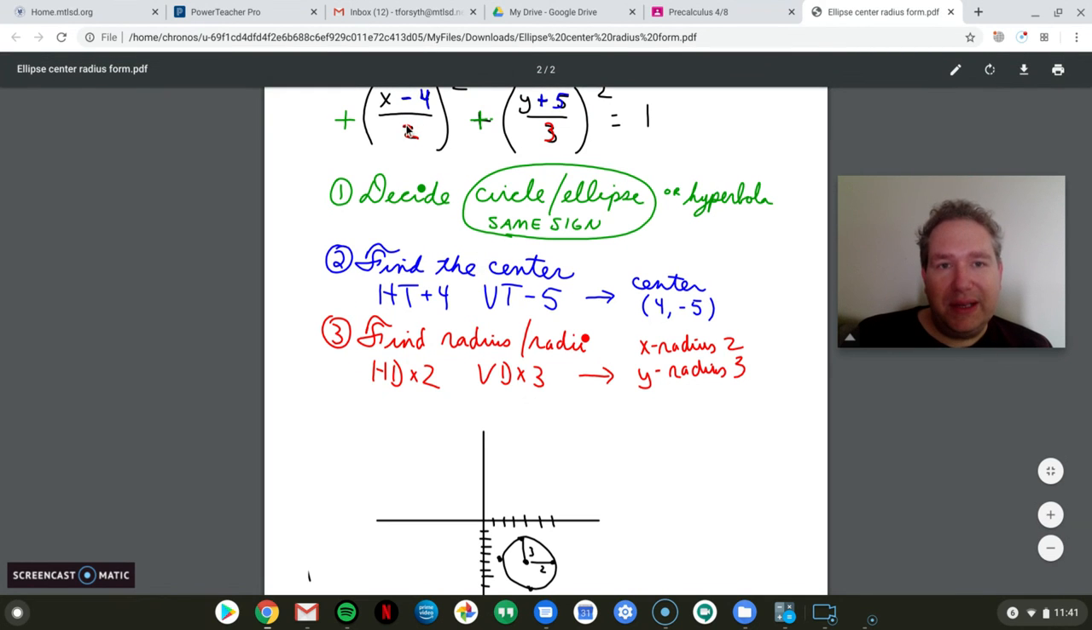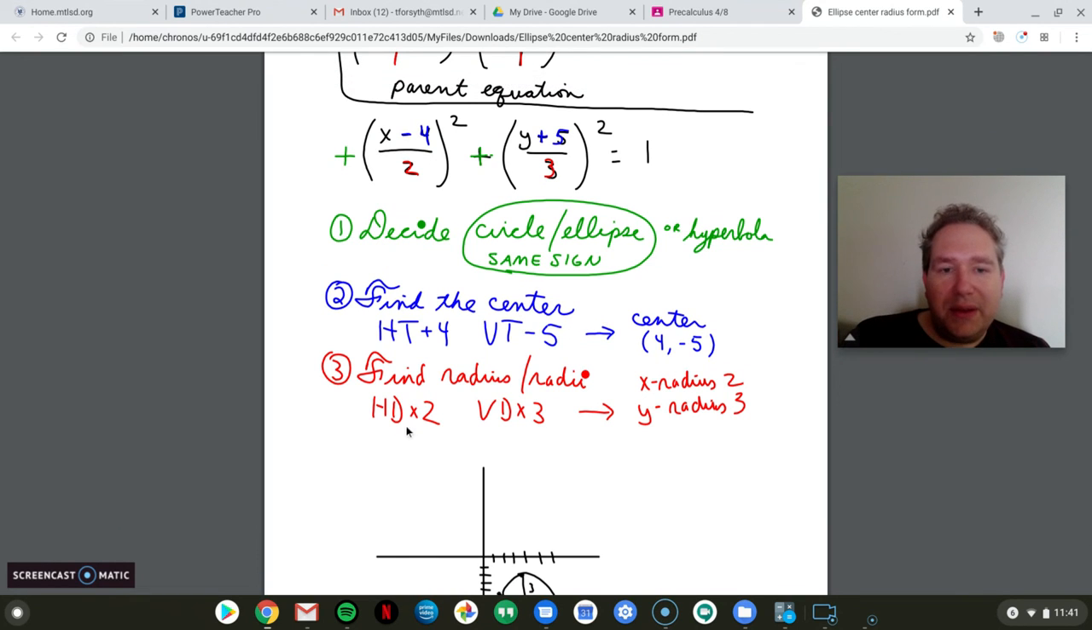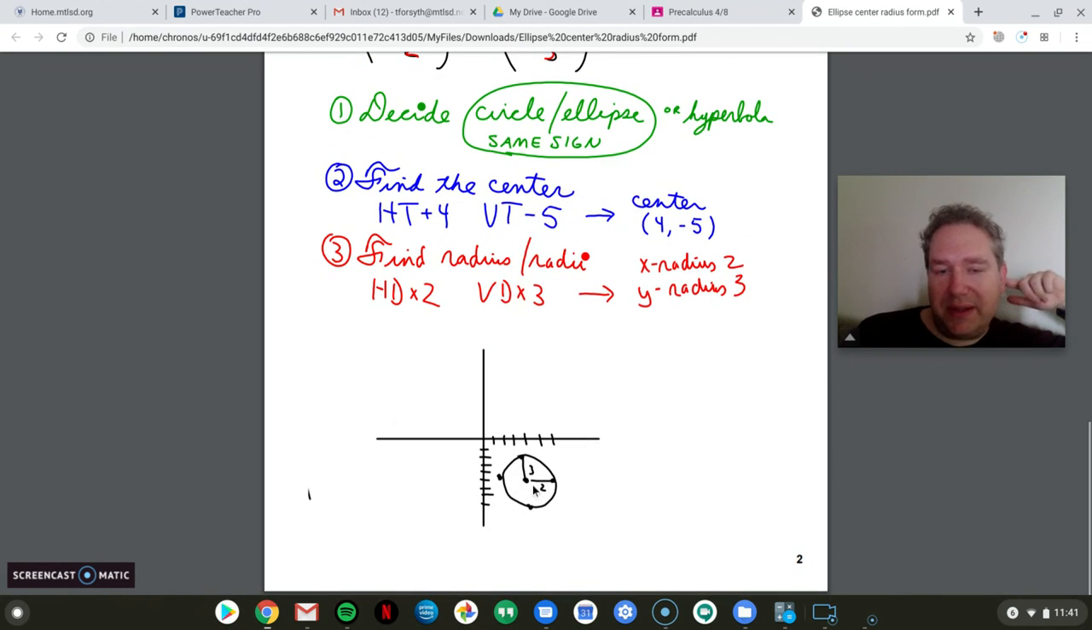And then find the radii. Look at the dilations. This is divided by 2, so it's times 2, horizontally on x. This is divided by 3, so it's times 3, vertically, because it's with y. So the horizontal is the x radius of 2, the vertical is the y radius of 3. So from that center, we sketch this ellipse. 2 to the right, 2 to the left, put a point there. Up 3 from the center, down 3 from the center. And it is elliptical. It's almost circular because they're almost the same. But we have an ellipse down here that looks like that.